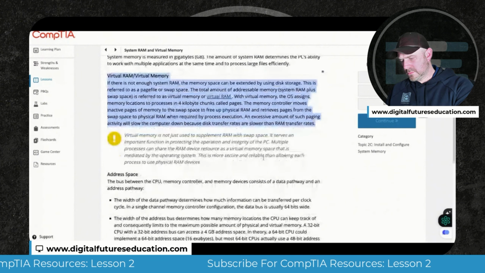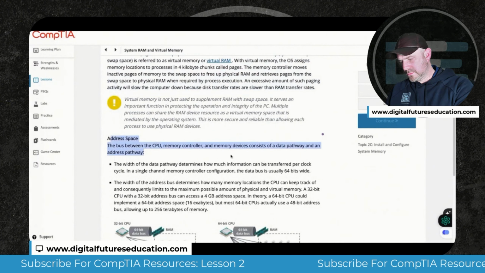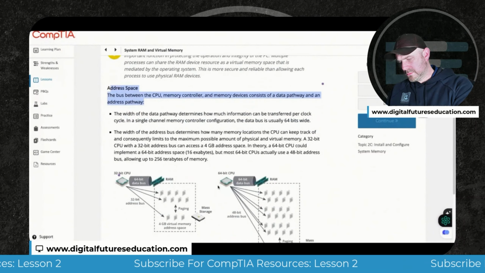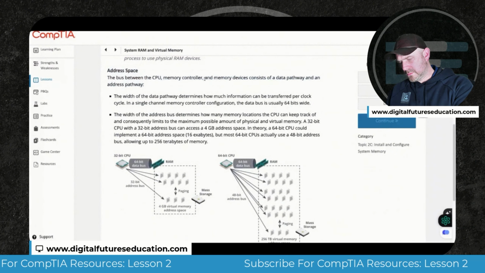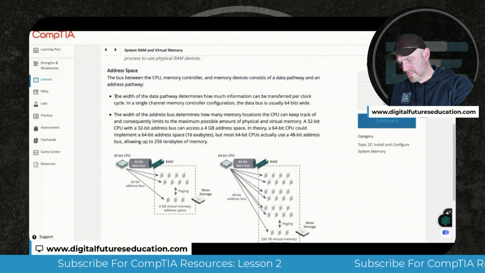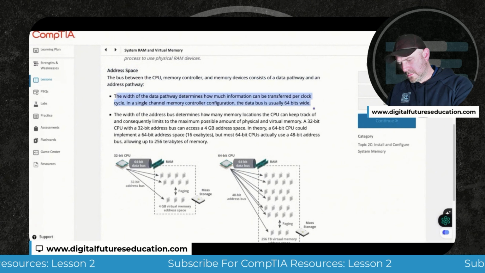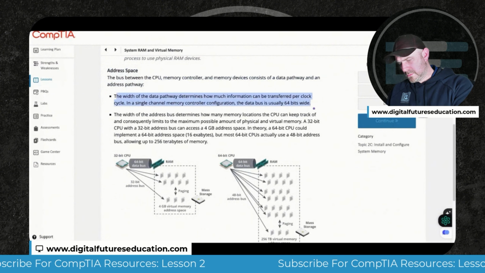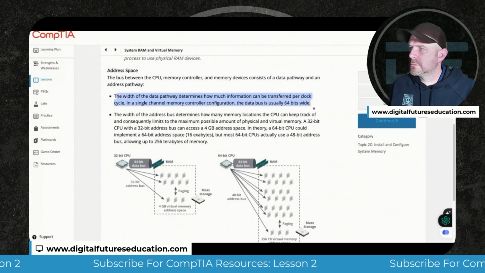It's still moving forward. The bus between the CPU, memory controller, and memory device consists of a data pathway and an address pathway. So here we have a little description of address space. The width of the data pathway determines how much information can be transferred per clock cycle. That's the data pathway as a highway. In a single channel memory controller configuration, the data bus is usually 64 bits wide.